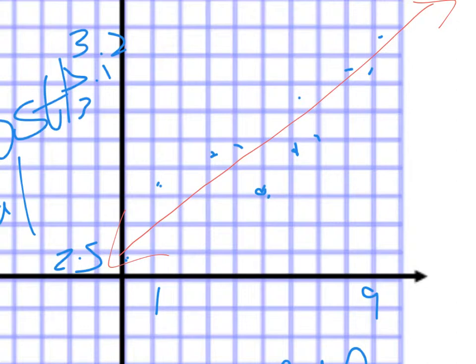At this point, you want to pick 2 dots that fall on the red line. They don't have to be blue dots. So I'm going to choose 9 and 3.20. So that point there, and I'm also going to choose 0 and 2.50. So now when we find our slope, we're going to have 3.20 minus 2.50 over 9 minus 0.